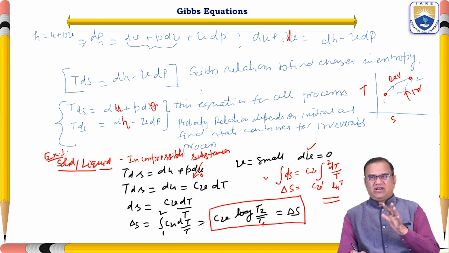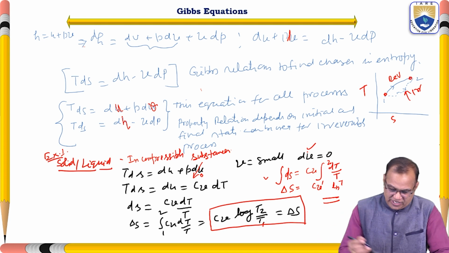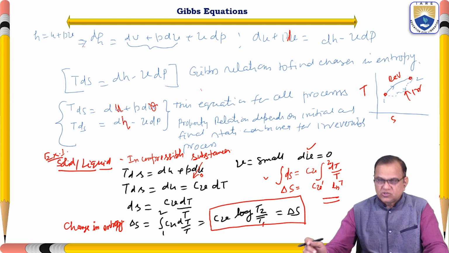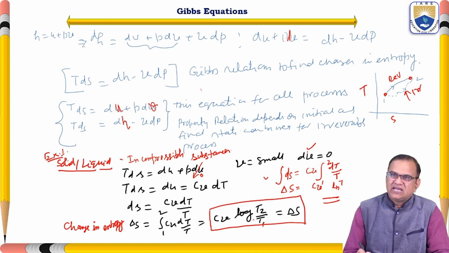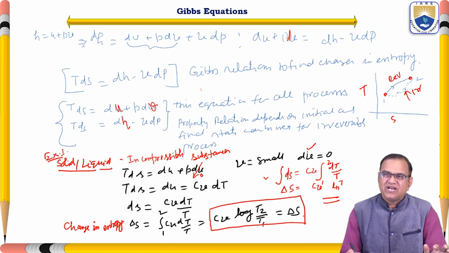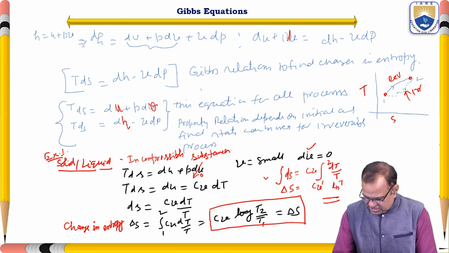So we have got one equation, with the help of the Gibbs equation, for how to find out the entropy change. Cv ln T2 by T1 is equal to delta S. We have achieved this with the help of this equation.